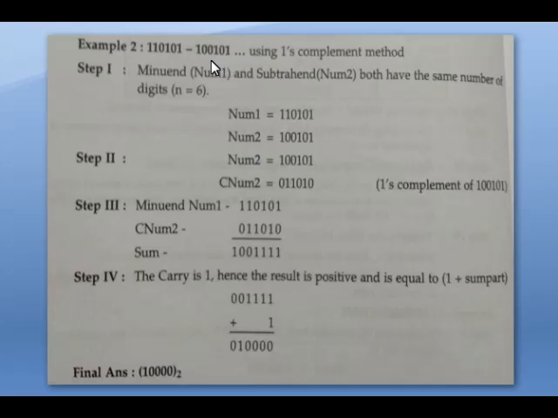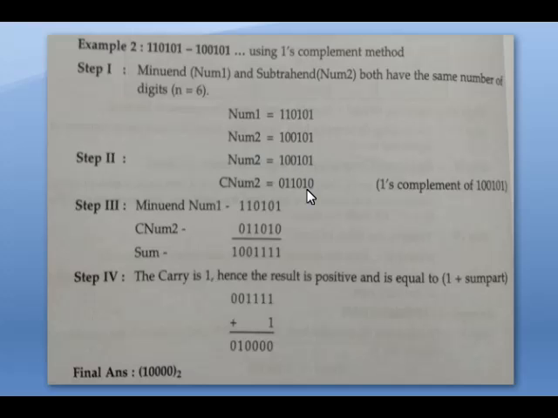So write the first number and the second number, then we have to take the second number, find the ones complement of the second number and store it in C num2. So what is the ones complement of this number 2? 0 1 1 0 1 0.